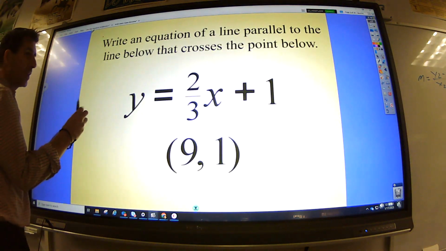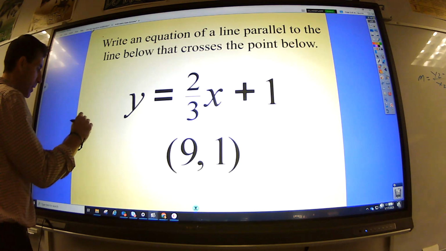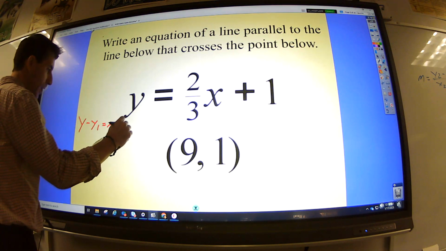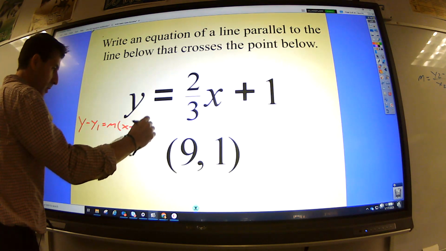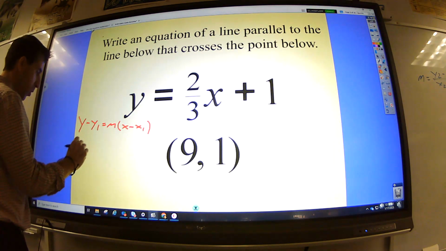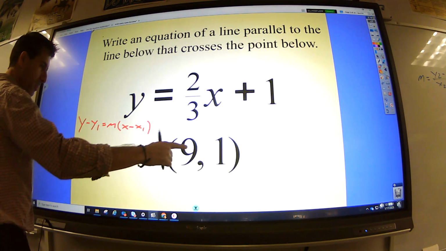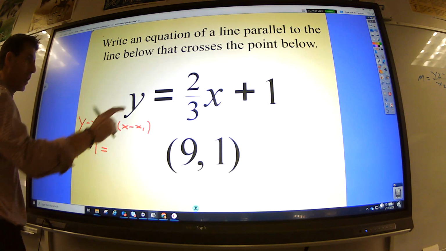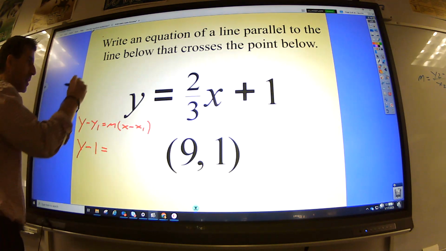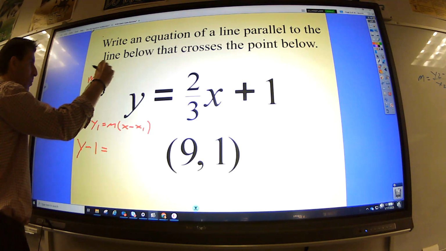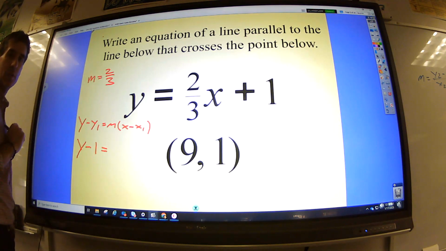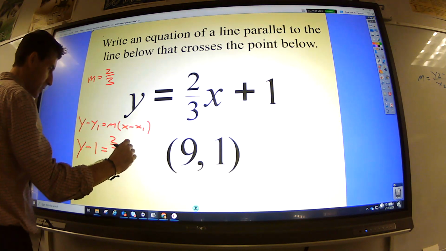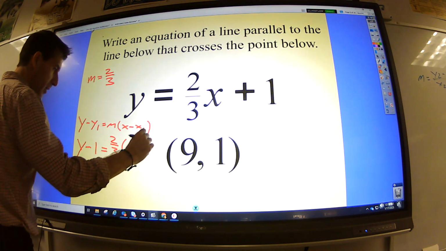So we're going to write the point slope form. y minus y1 equals m times x minus x1. And we say y minus, what's my y? 1 equals m. Well, if it's parallel to this, then my m has to equal 2/3. So 2/3 times x minus 9.